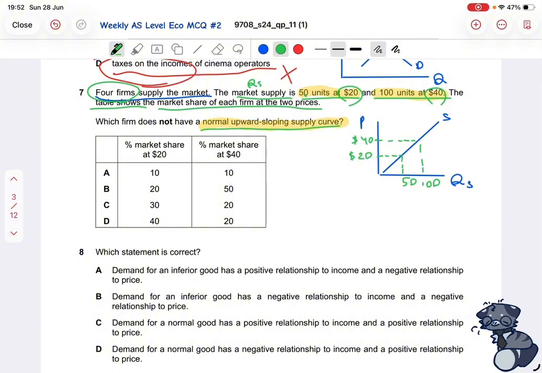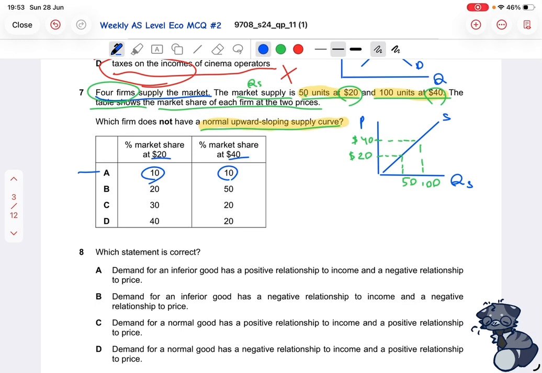To figure that out, we're just going to take each of these pieces of data for each firm and try to figure out the supply curve for each of them. Looking at the first piece of data, for firm A, let's just call it that, the percentage of market share at $20 is 10. So firm A has a 10% market share at $20 and a 10% market share at $40 as well.